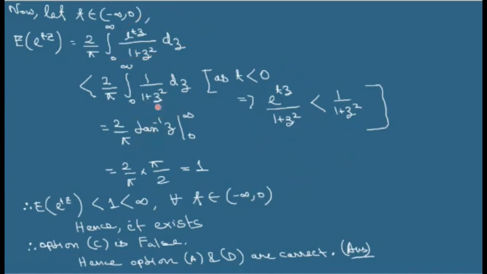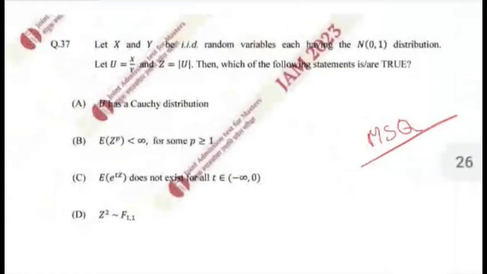So evaluating the integral, we get 2 by pi into pi by 2, which equals 1. That is, we are getting for t lying in the range minus infinity to 0, expectation of e to the power tz is less than 1, which is less than infinity. Hence, this expectation exists, but option C tells us that this expectation will not exist for any t belonging to this interval. So option C is also false. Hence, our correct options are option A and D. So in this case, option A and D are the only correct options.